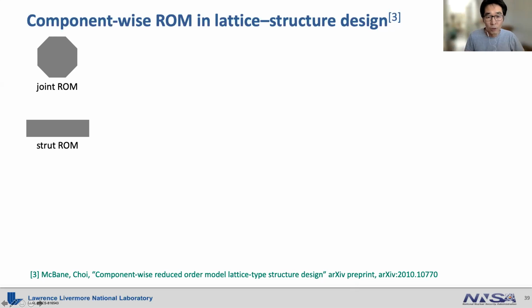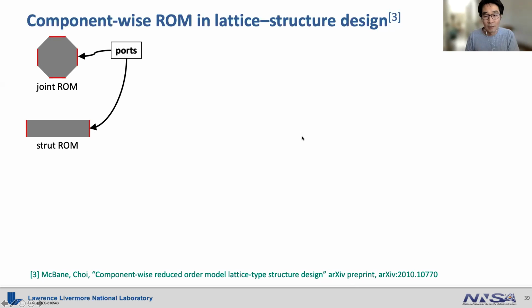So in order to explain that, I have to introduce a very important concept called the reduced ports. Okay, before ports, let's say you already, somehow, skipping a lot of details, let's say we have introduced the joint reduced model and strut reduced model, component-wise already, right? And then somehow you have to assemble them.